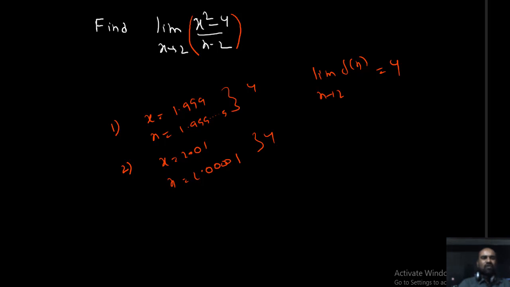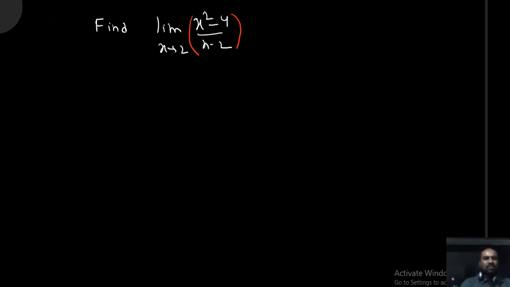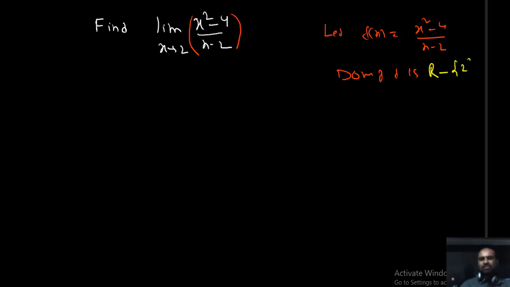Okay, but how can you find the limiting value of the same function graphically? Graphical knowledge is important for us. For that, let f of x be x square minus 4 by x minus 2. Clearly, the domain of f is all real numbers except 2.